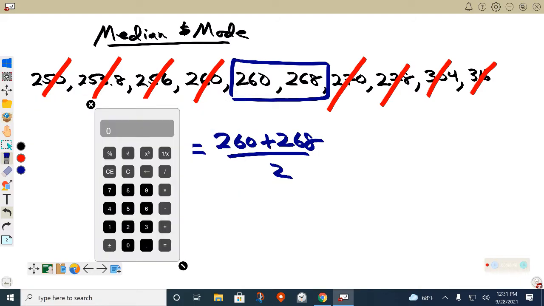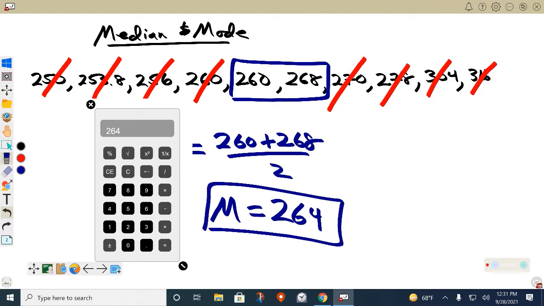Here we go, I've got my calculator out here. 260 plus 268, divide that puppy by 2. 264. Nice. That's the median. We typically use capital M for the median, so 264 is actually right in the middle. Notice how 264 is right in between the two middle cars, 260 and 268. So that's the median.